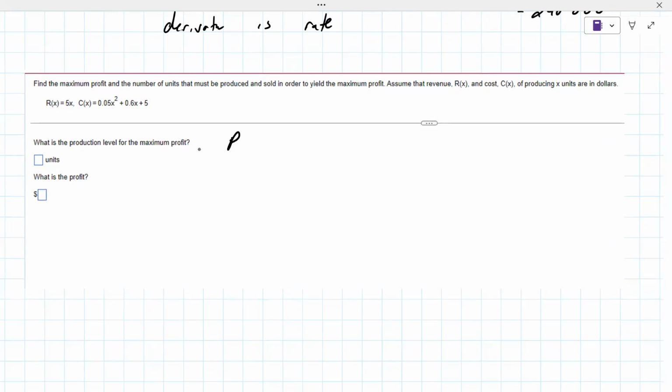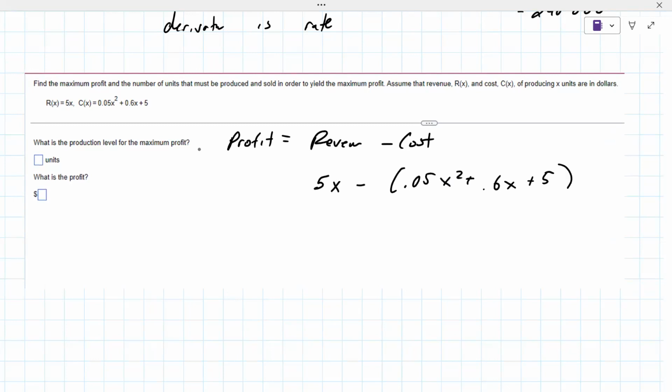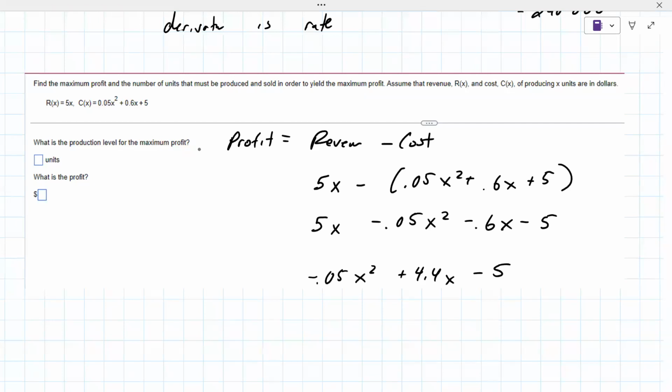Well, the profit, we actually talked about this in a previous course. It's revenue minus cost. So it's that 5x minus 0.05x squared plus 0.6x plus 5. You want to show that parentheses or that negative being distributed to everything. And so you get minus 0.05x squared plus 4.4x minus 5. That's your profit function. Okay, it's not the answer, but that is the profit function.